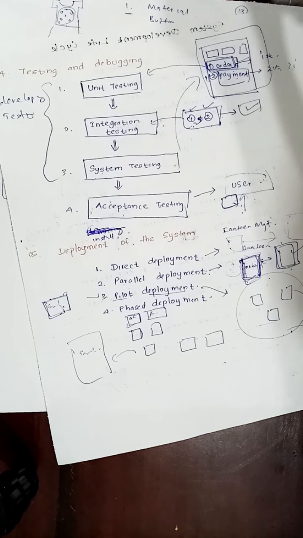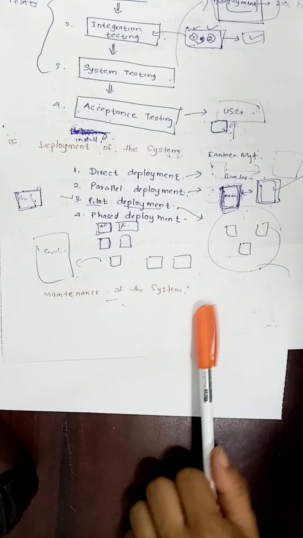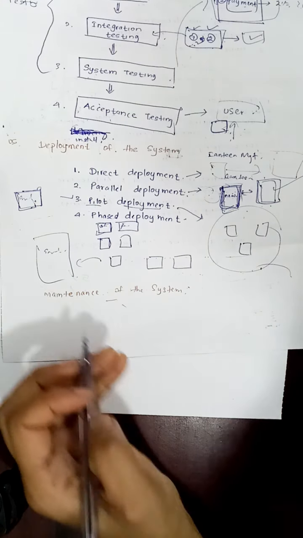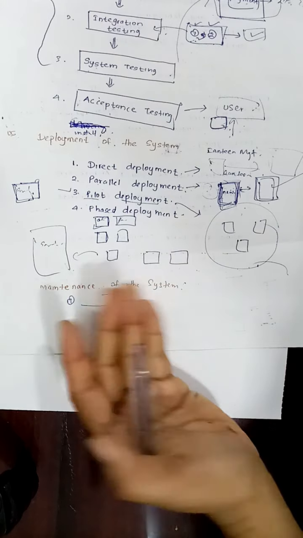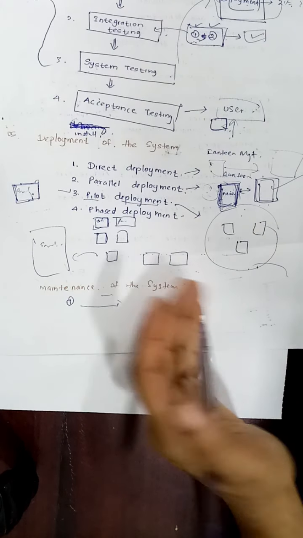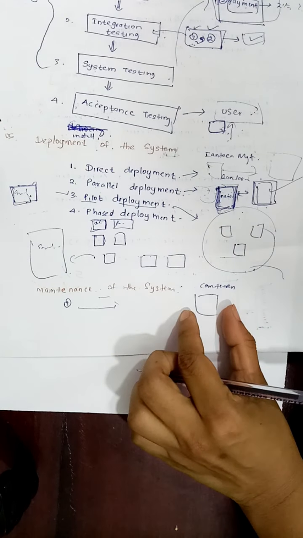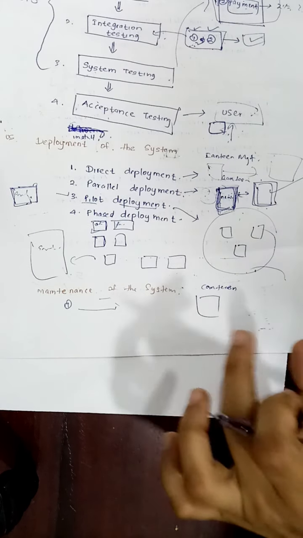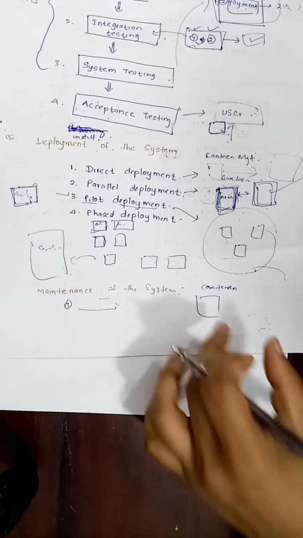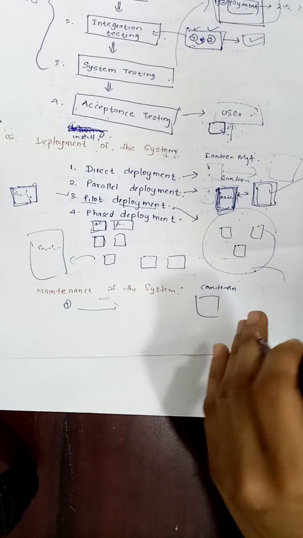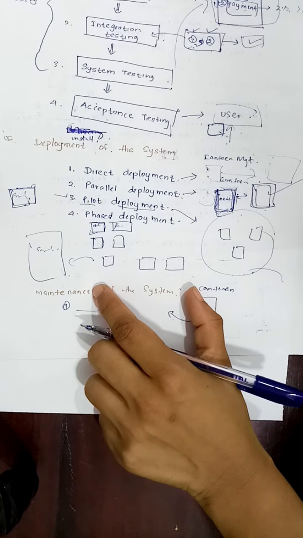These are okay. At last, maintenance of the system. Maintenance of the system means now the developer has installed the software in the canteen. Now the canteen is using this software. Suppose that canteen owner needs more options like a discount option, like that, if he wants a new requirement, then he will ask the developer. So this will come under maintenance of the system.